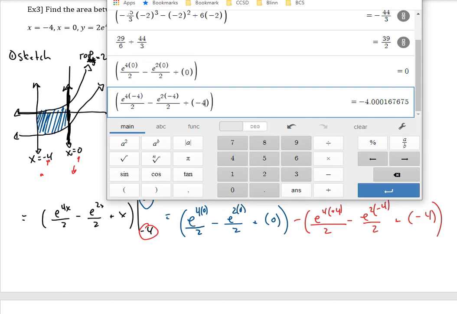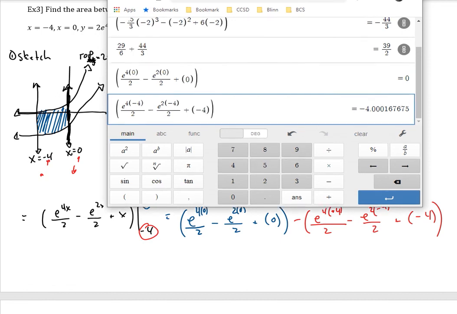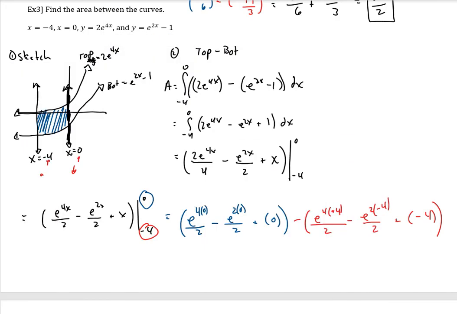Okay, so it looks like we have our answer. So in the blue is just 0. In the red is negative 4.0002, I guess, to 4 decimals. And that's what we're going to write. And then we can finish this problem off.